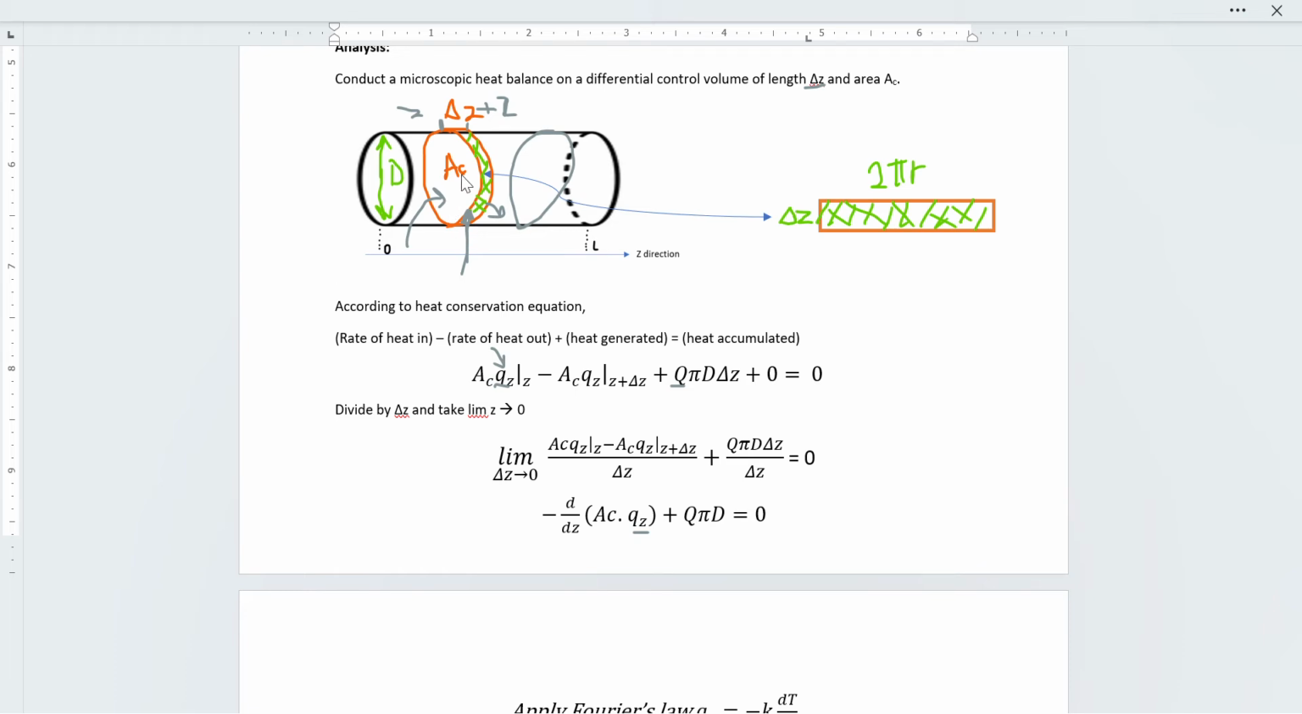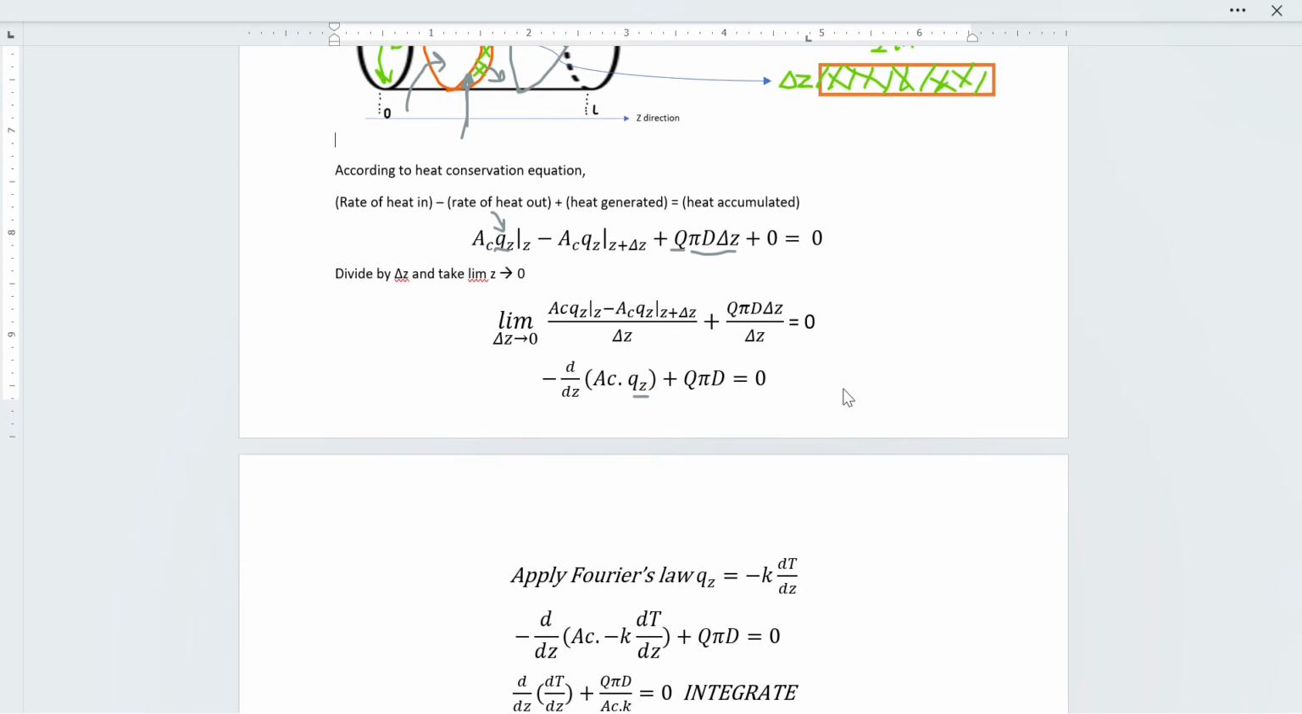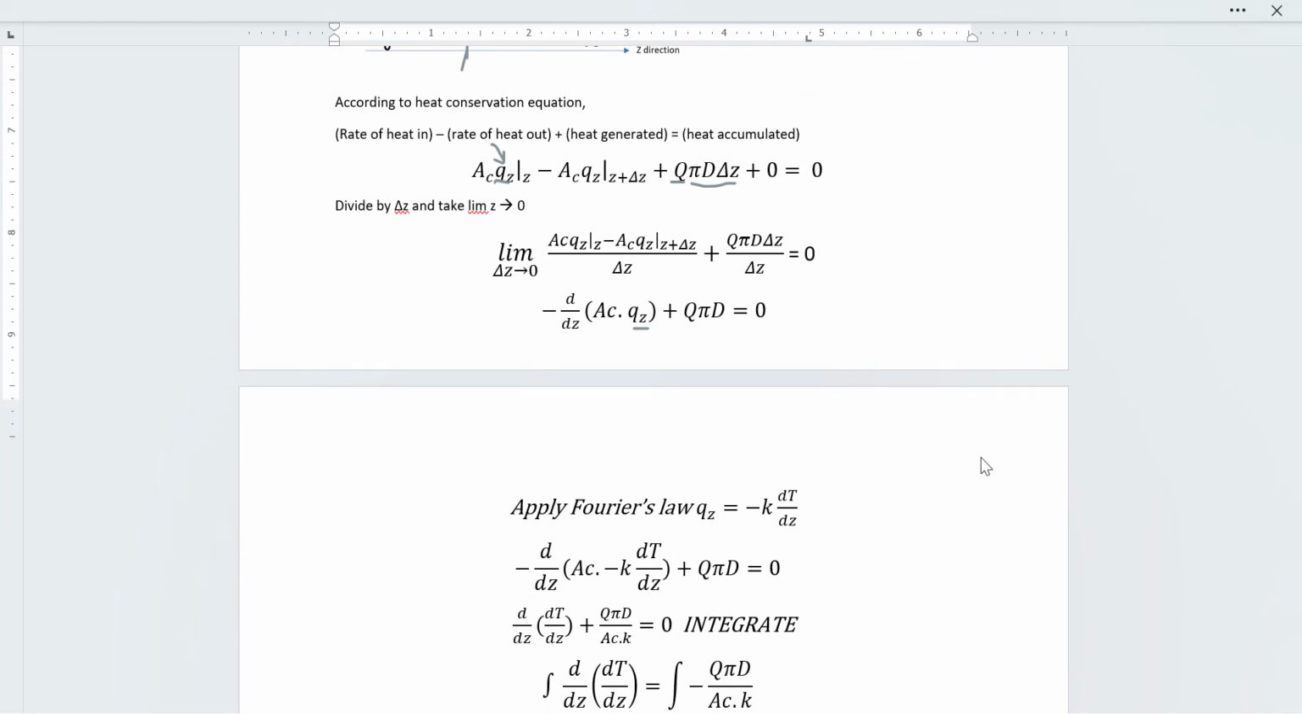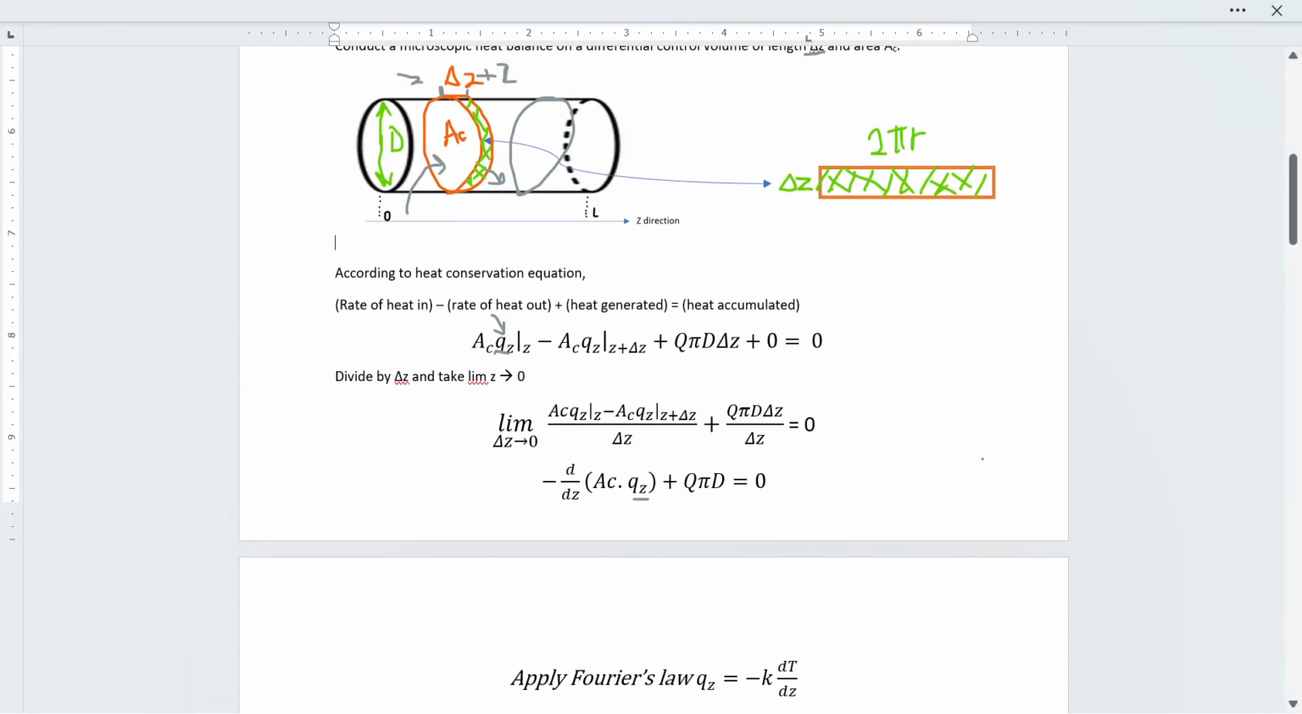Now when I open this up, this becomes a rectangle with thickness delta z and a length of 2 pi r, because this is just the perimeter of the circle. I can then multiply these two and denote the area as pi d delta z. So this becomes my heat equation. Now just to clean everything up a bit, I am going to divide my heat equation by delta z, and then I am going to apply the limit as delta z approaches 0.